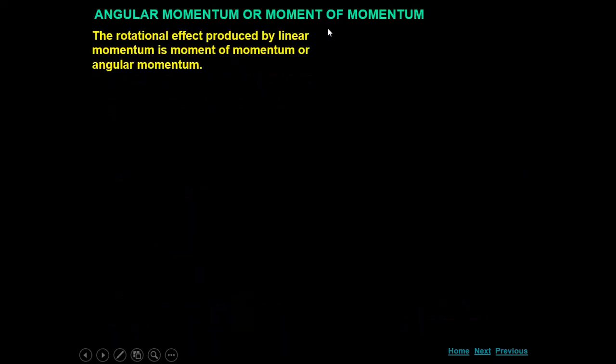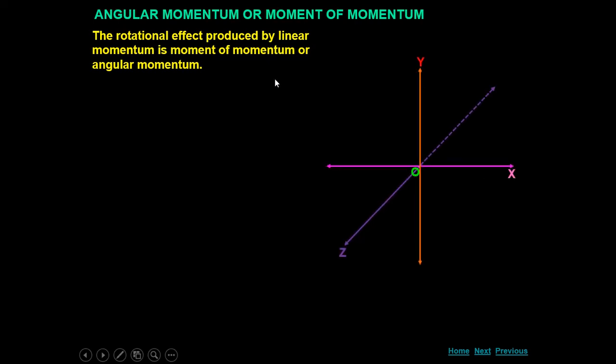Angular momentum, or moment of linear momentum. Momentum is one thing, linear momentum is one thing. So the rotational effect produced by linear momentum is called moment of momentum or angular momentum. We just studied that the rotational effect produced by moment of force is called torque. Moment of force is torque, whereas moment of linear momentum is called angular momentum.